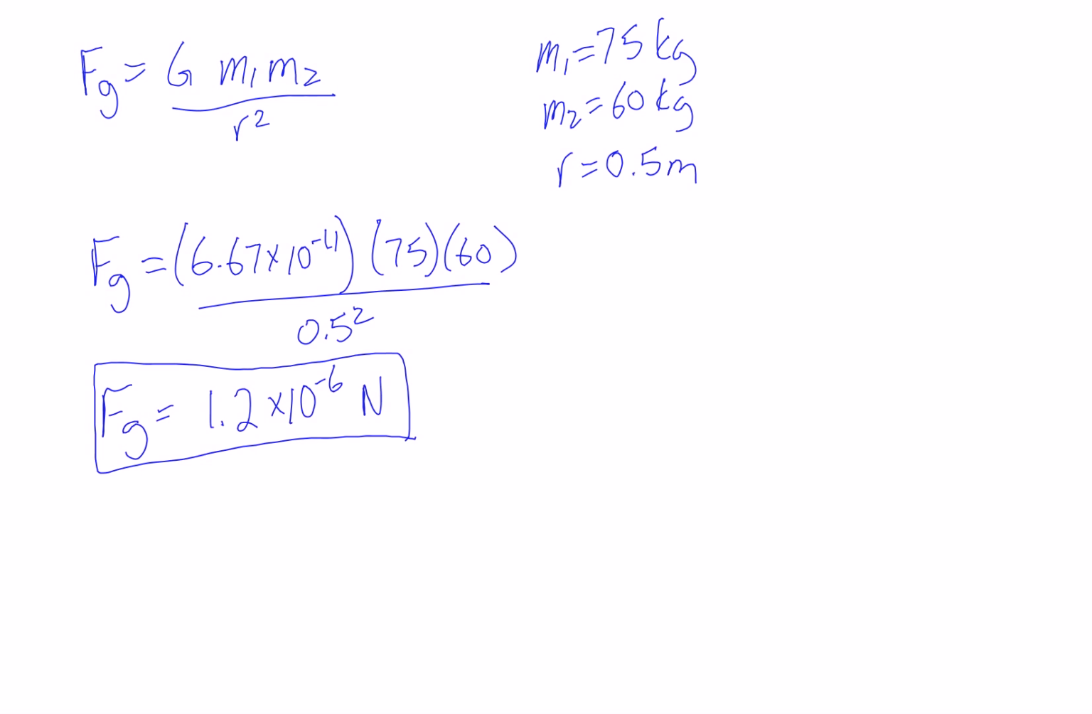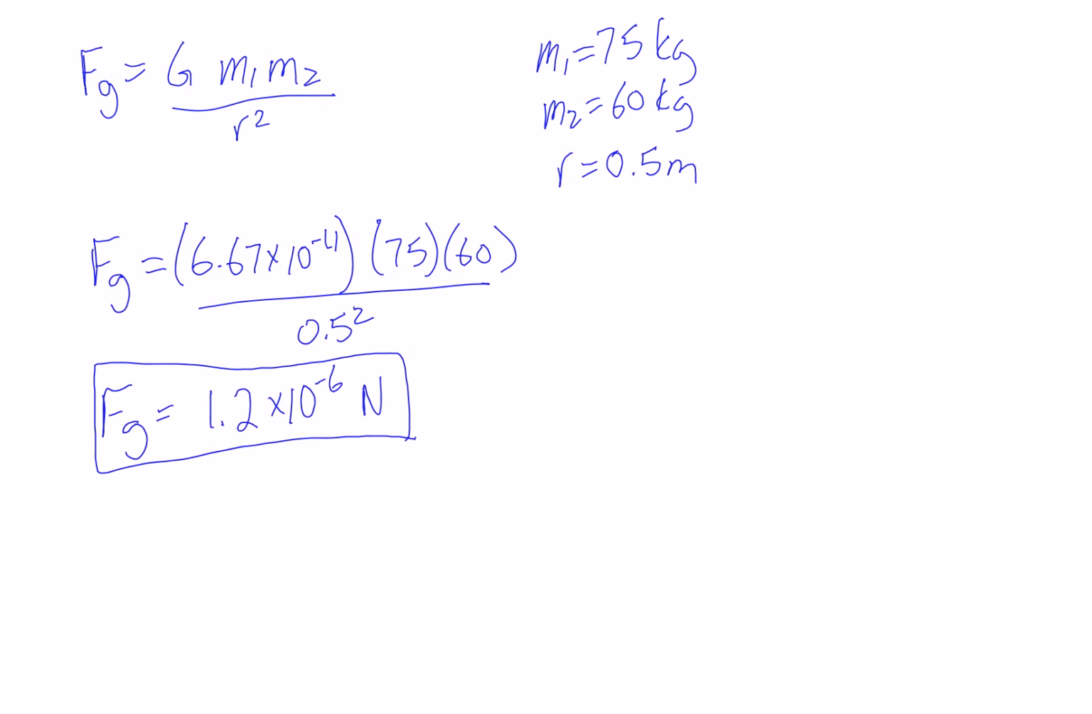That's a pretty small number, right? 1 newton is just a light touch, so 1.2 times 10 to the negative 6 is pretty much zero. That's like a millionth of a newton, so not enough to do anything. That's why when you're standing next to somebody, you don't all of a sudden get pulled together. The gravity isn't big enough to make that happen.